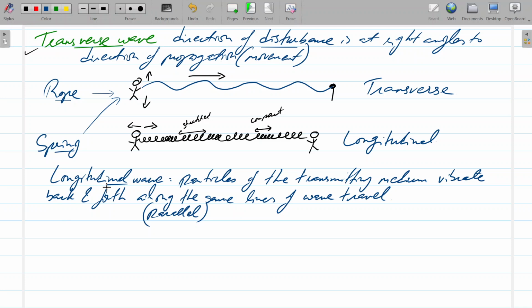Another example of these longitudinal waves are sound waves, and sound is something we will come to later.